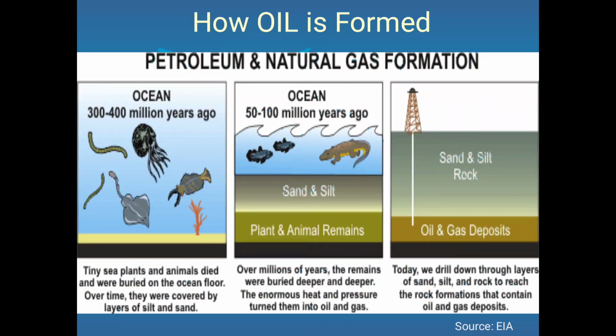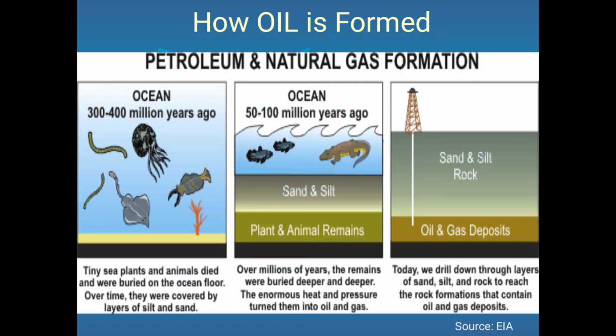How oil is formed. Petroleum and oil formation. Tiny sea plants and animals died and were buried on the ocean floor. Over time, they were covered by layers of silt and sand. This happened 300 to 400 million years ago. And after that, 50 to 100 million years ago, the remains were buried deeper and deeper. The enormous heat and pressure turned them into oil and gas.